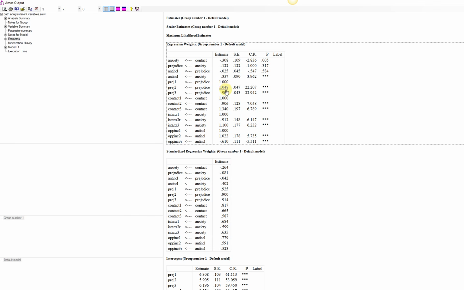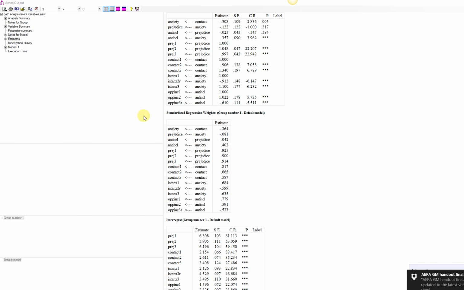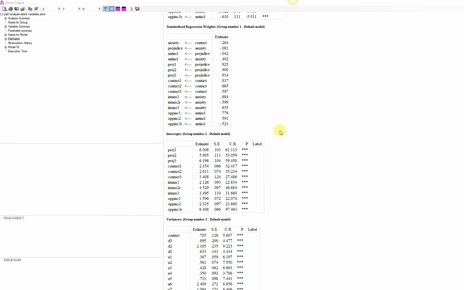But the remaining path coefficients, you can see, were all statistically significant. So at any rate, when we scroll down, you can see the standardized regression weight. So like I said, these right here, prejudice to each of its indicator variables, contact to its, and so forth, these are basically standardized factor loadings when we're looking at this.